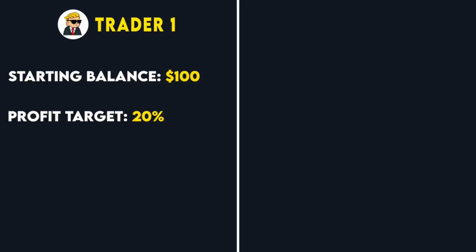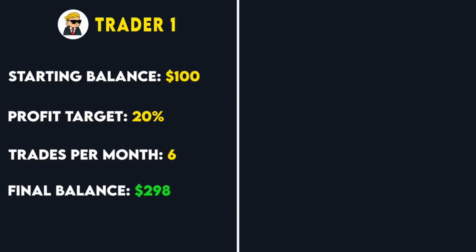So Trader 1 is the YouTube guru that I was talking about before. We gave them a starting balance of $100. They have a profit target of 20% per trade, which is not only risky, but you're going to find way less trades like that per month. So in this example, I have them taking 6 trades per month. So this is saying if all 6 of these trades were successful, which I'm not even including any risk, and even finding 6 trades a month with 20% profit is pretty hard, but we'll give them the benefit of the doubt, this specific trader would have made $298.